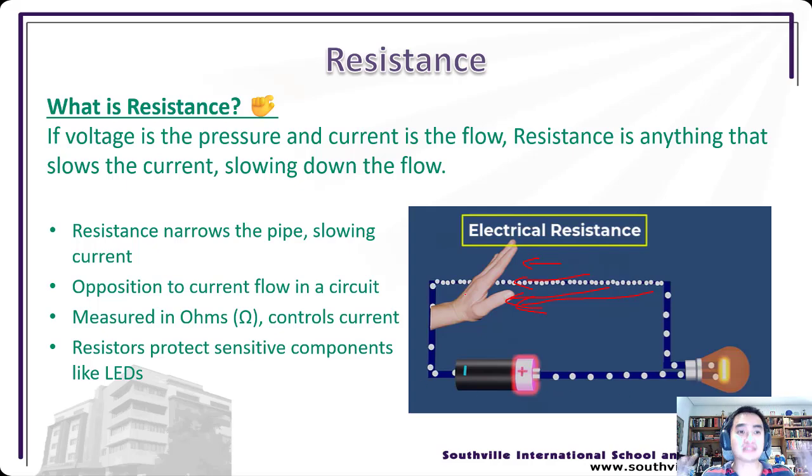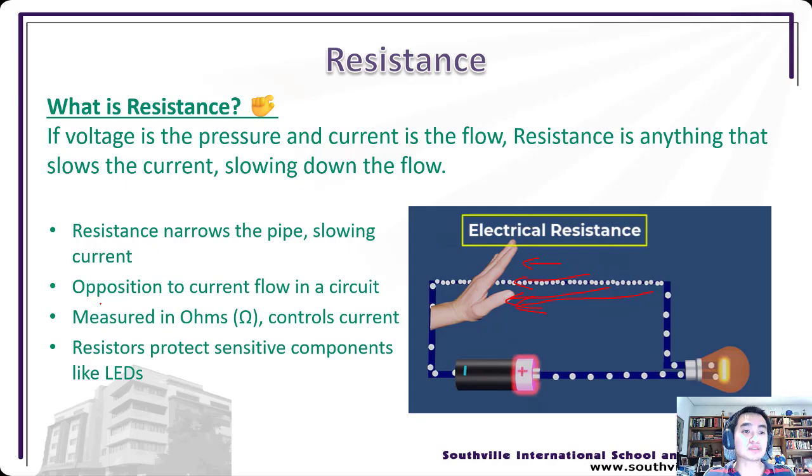So resistance is anything that will slow the electricity. Think of a big river and you put a rock, or a lot of leaves. Those leaves will slow down the water and make it not so fast. That rock will slow down the water. It's exactly the same with resistance. Resistance is anything we put that will slow the current.